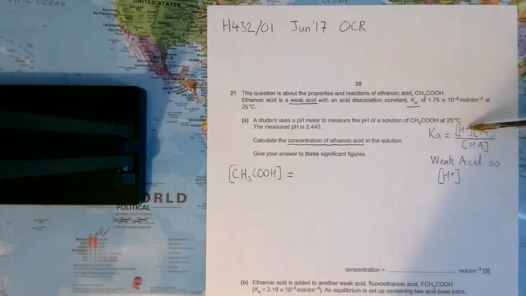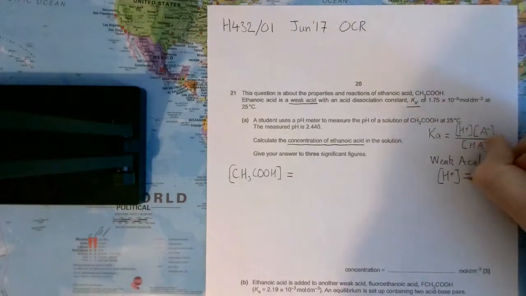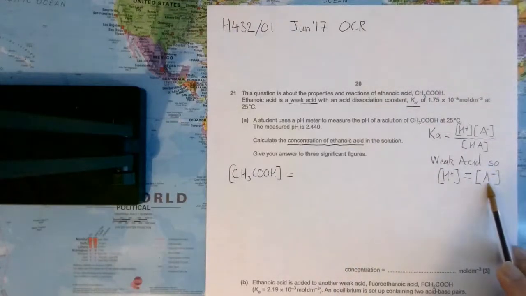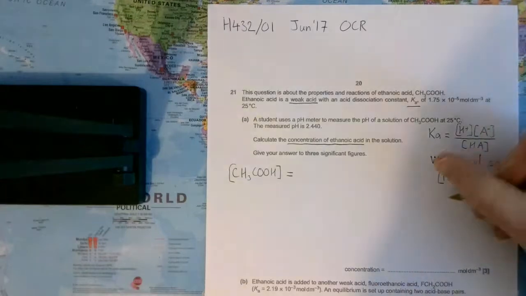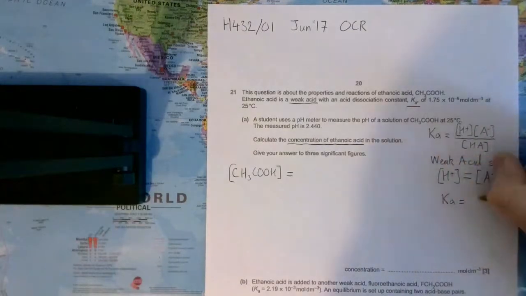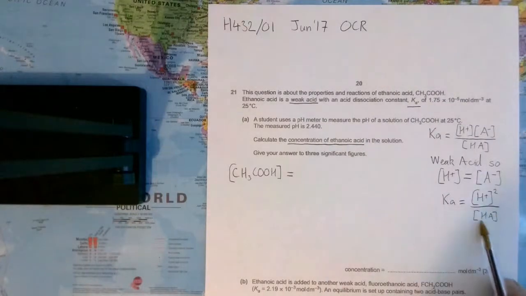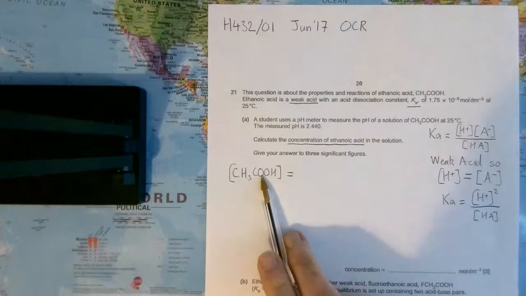Ka equals H plus times A minus divided by HA. Now, this is a weak acid, so you know that the concentration of H plus is equal to that of the conjugate base. So those two are equal. So therefore, Ka can be simplified to be the concentration of H plus squared divided by the concentration of the weak acid. Now this is our weak acid here.